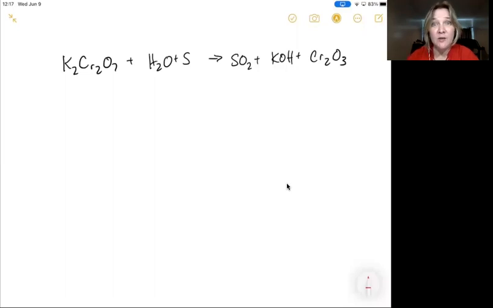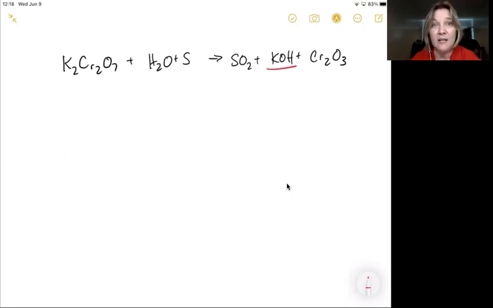Okay, what I want to do is to show you an example of how to balance a redox reaction when the solution is basic. When the solution is basic, how do I know the solution is basic? You look at KOH and you should recognize that as a base.